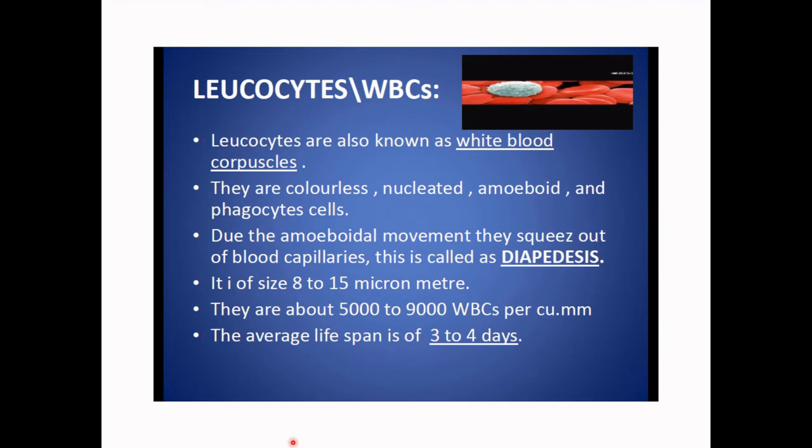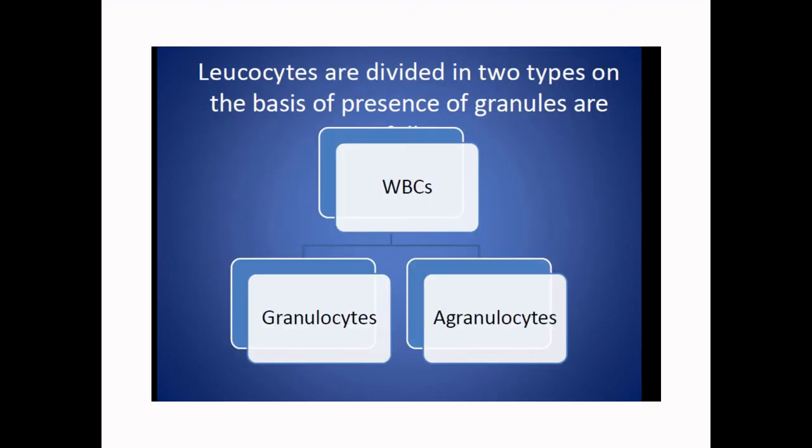First, that is leukocytes or WBCs. As I told you, they are known as white blood cells. Leukocytes, because leuko means white or colorless. That's why they have been named white blood corpuscles. They are colorless. They differ from the RBC in one particular characteristic feature, that is the presence of a nucleus. WBCs are nucleated, whereas RBCs do not have a nucleus in them.